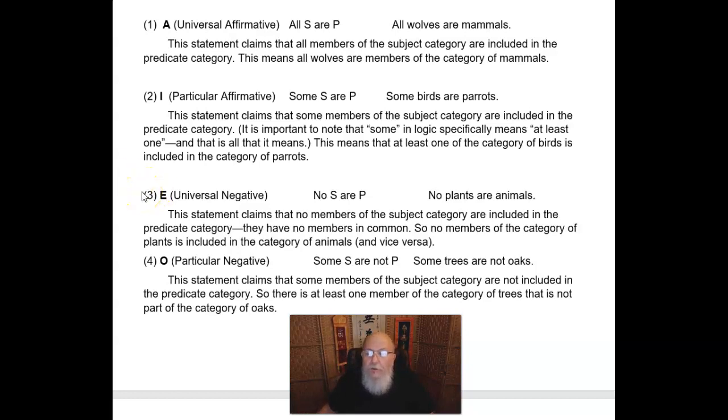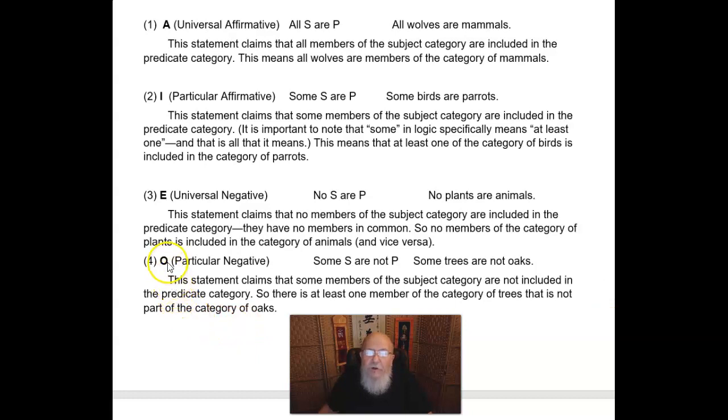Our third one, no plants are animals, is an E proposition, or a universal negative, which has the form of no S are P. And this statement claims that no members of the subject category are included in the predicate category. They have no members at all in common. So no members of the category of plants is included in the category of animals, and vice versa.